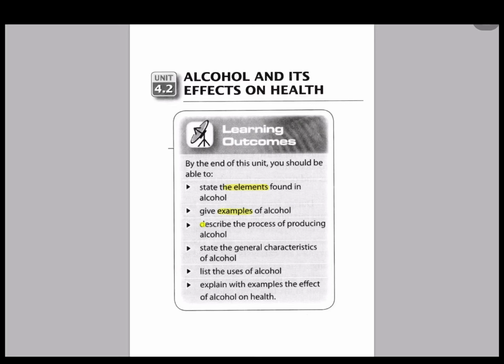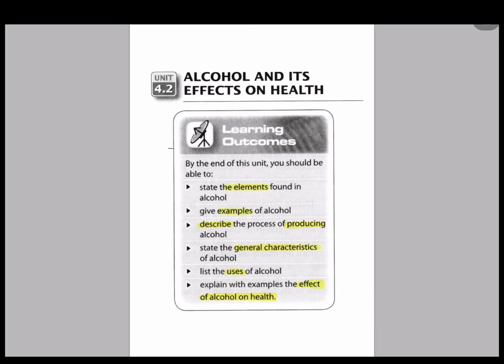The third one, you have to describe the process of producing the alcohol. All right, so technically we have two processes over here. Next, we give the general characteristics. All right, so we have a few that I'm going to list later. We have five general characteristics of the alcohol, and then we have the uses of alcohols. I believe it's very commonly known, it is used as the beverage or the drink. And the last one, you give the example and explain the effect of the alcohol on the human health.